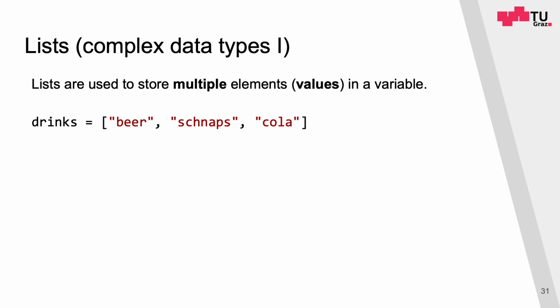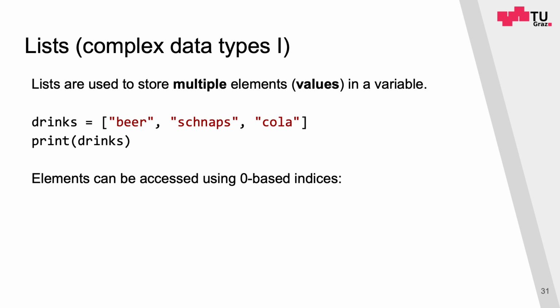We declare a variable which is called drinks, and we can define a list with those square brackets, and within those square brackets we can type in the elements, which we need to separate by a comma. In this case, the list contains 3 elements, or more specifically 3 strings, which are all separated by a comma. So we have beer, schnapps and cola. And we can also print out the elements of this list using our print function.